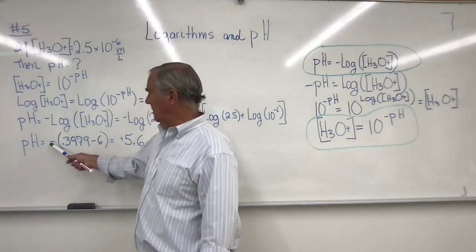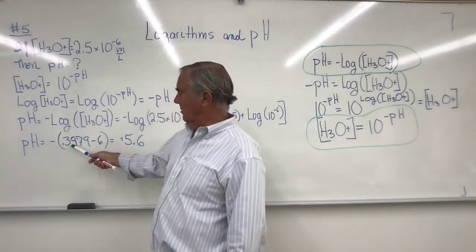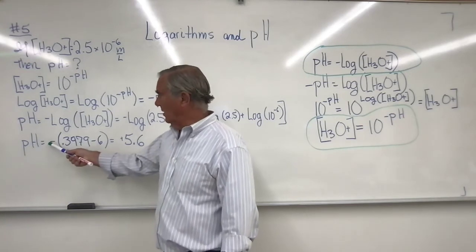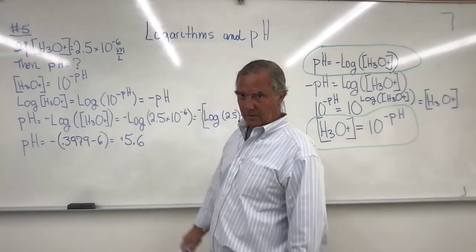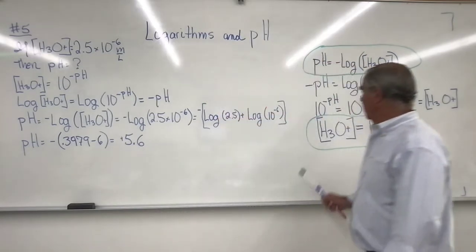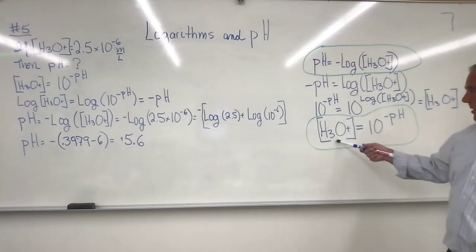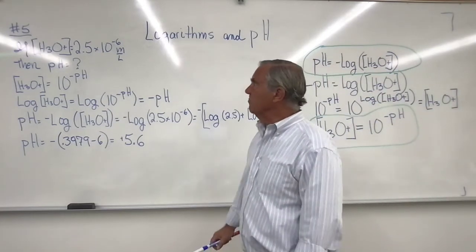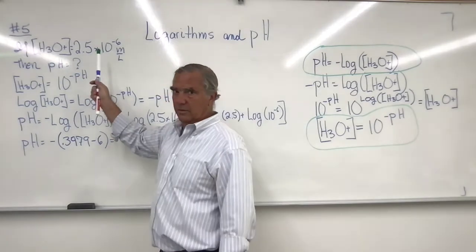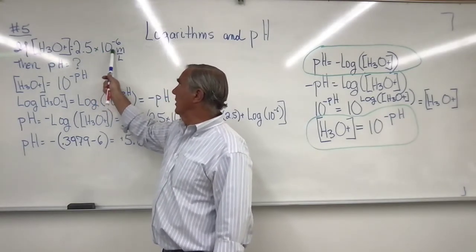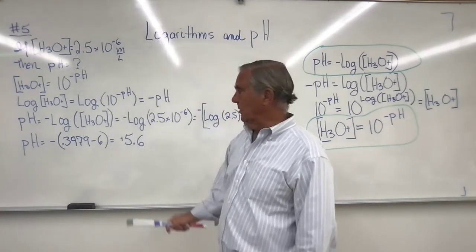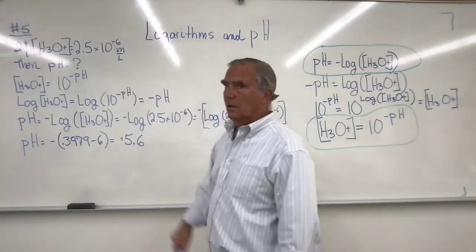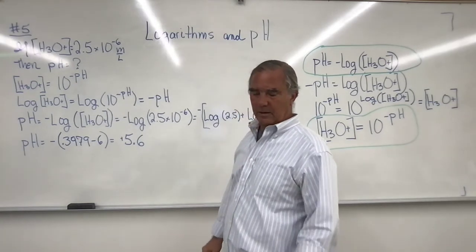So pH is -1 times 0.3979 minus 6, which is -5.6. The opposite of -5.6 is +5.6. So using this expression, we're given a hydronium ion concentration, and we can determine the pH from that. So if the hydronium ion concentration in a fluid is 2.5 times 10 to the minus 6 moles per liter, that's equivalent to a pH of +5.6. Again, notice that the ion concentration and the pH are both positive values.